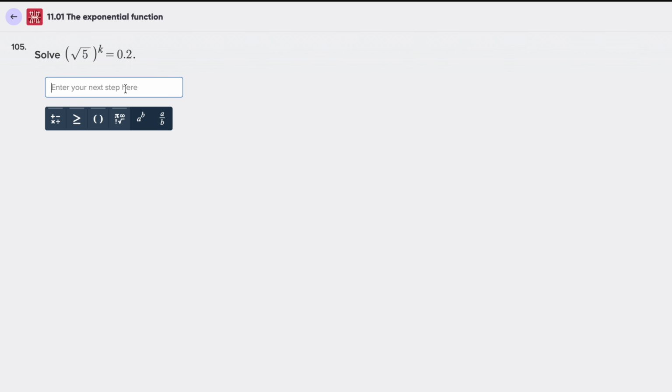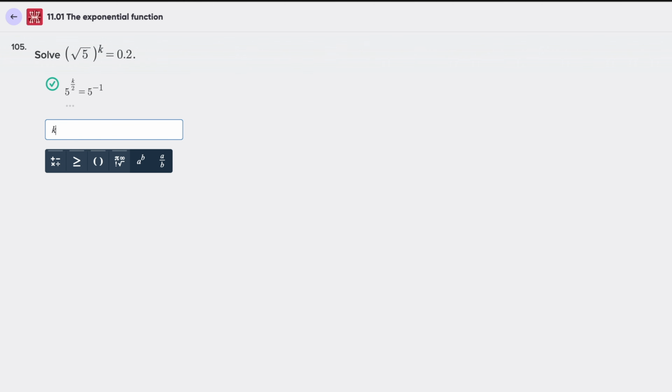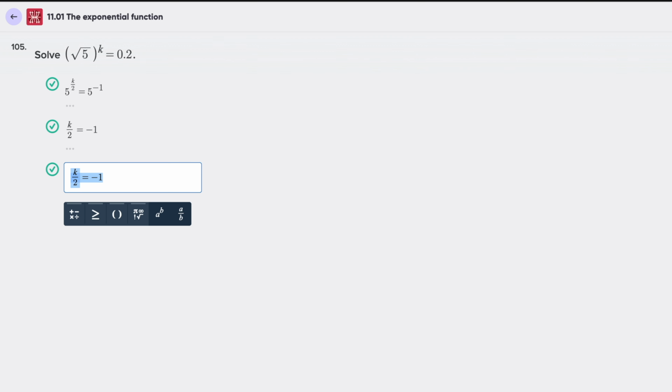Okay, so we've got the square root of 5 to the power of k is equal to 0.2. I will rewrite the square root of 5 as 5 to the power of 1 over 2, and that times k is k over 2. And 0.2, if I write that as a fraction, it's just 1 over 5, which is the same as 5 to the power of negative 1. k over 2 is equal to negative 1. 2 times negative 1 is negative 2.